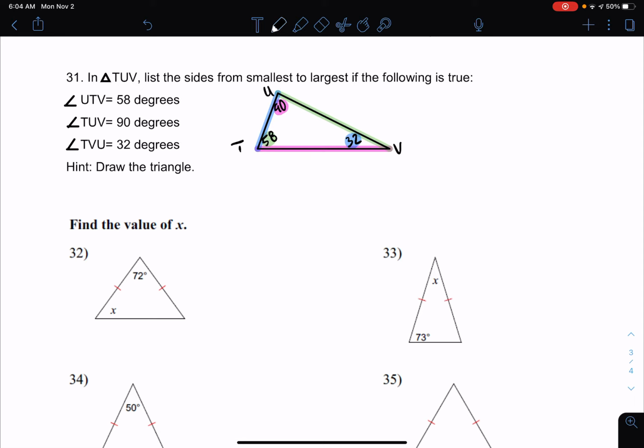So now all I do is write that out. So it says smallest to largest. So smallest is blue. So that's TU. My middle one is green. So that's UV. And then my largest is the pink one. So TV. And there you go.